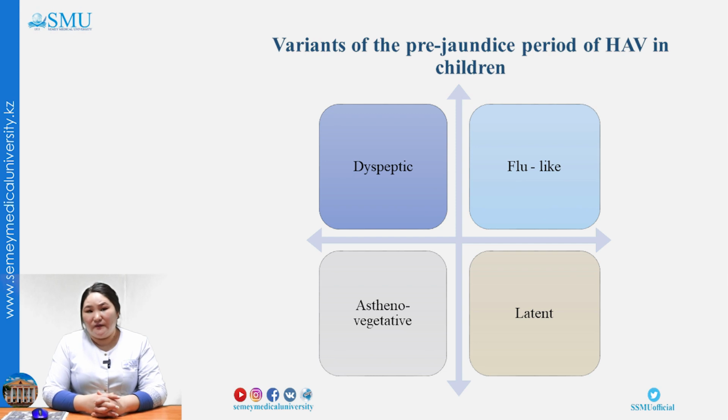The pre-jaundice period can present with a variety of different syndromes. First of them, dyspeptic syndrome. The baby has fever plus nausea, vomiting, abdominal pains, sometimes liquid stool. Next is flu-like syndrome. The baby has intoxication, headache, malaise, dizziness, arthralgia, myalgia, like flu. Next is asteno-vegetative syndrome. The baby has fever, lethargy, weakness, lack of appetite, and the latent form is without symptoms.